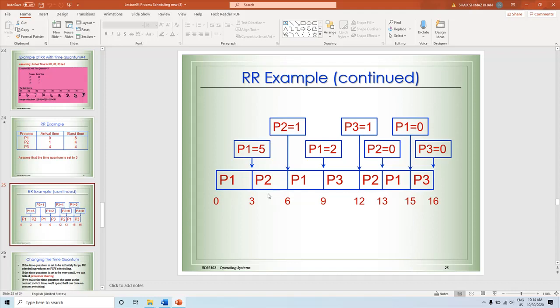Then the process 2 gets the CPU. Its total burst time is 4. Because of the time quantum, it gets the CPU for 3 milliseconds. So 3 plus 3 is 6. Now context switching takes place and its remaining burst time is just 1 millisecond. Then again you can see 6.